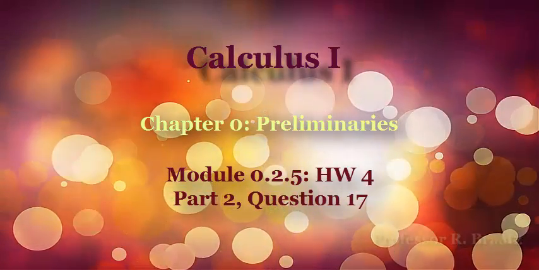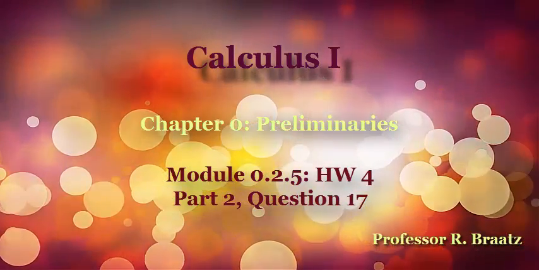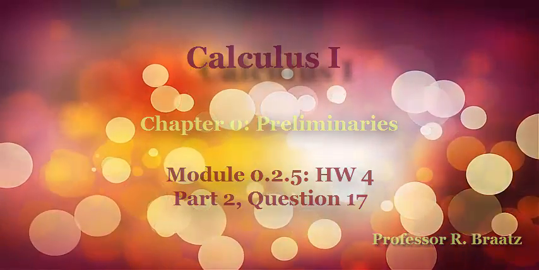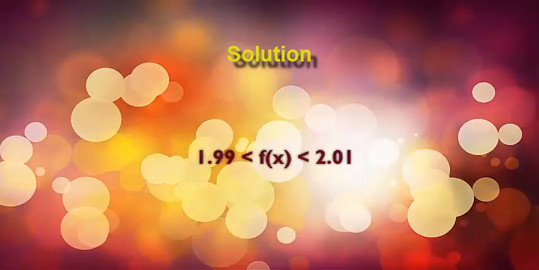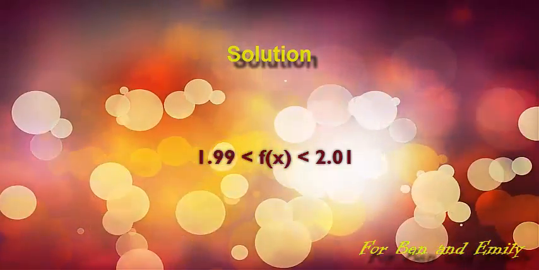We're looking at question number 17 from homework number 4, part 2. The solution to this problem is that the f of x values have to be between 1.99 and 2.01 exclusively.